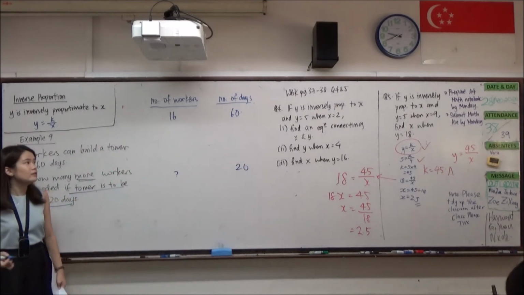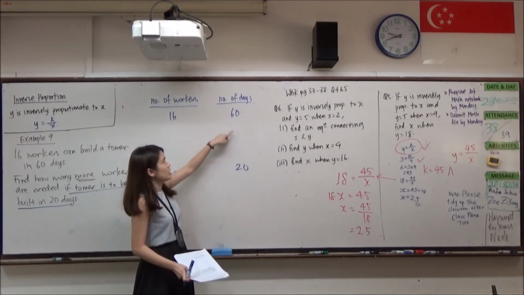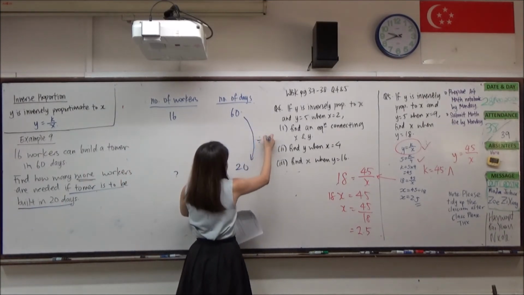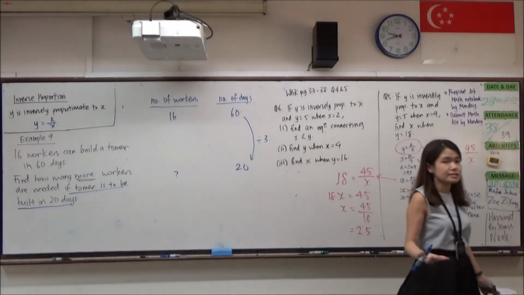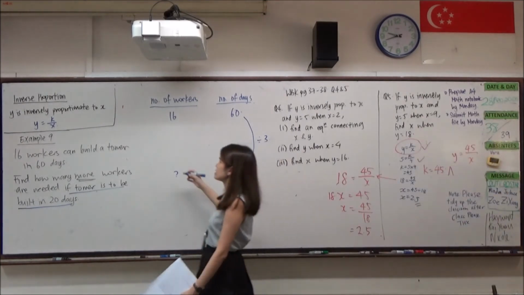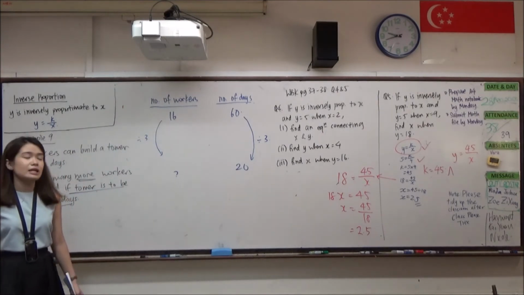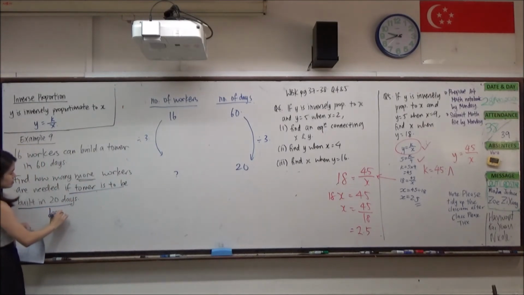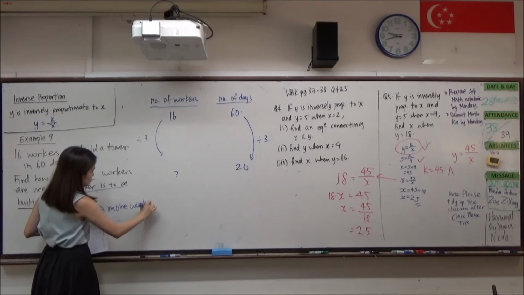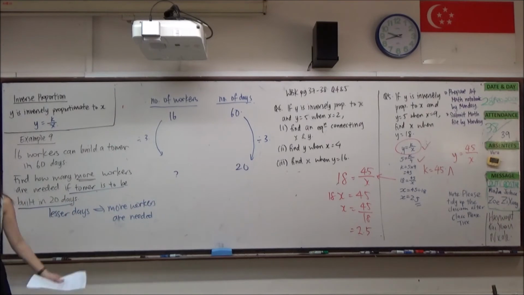Can you tell me, from 60 to 20, how can I arrive at 20 from 60? Divide by 3. I can divide by 3, right? In this case, it's very simple to see that 60 divided by 3 lands me at 20. But I cannot take 16 and divide by 3. Why is that so? Because earlier on we already agreed that with fewer days, more workers are needed. So if I divide by 3, I'm going to get fewer workers, which doesn't make sense here.